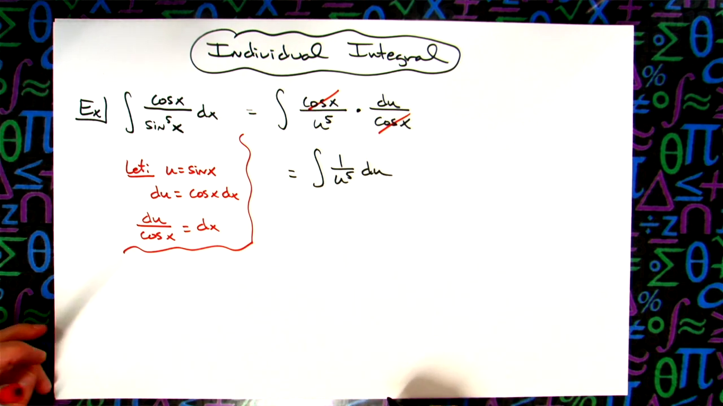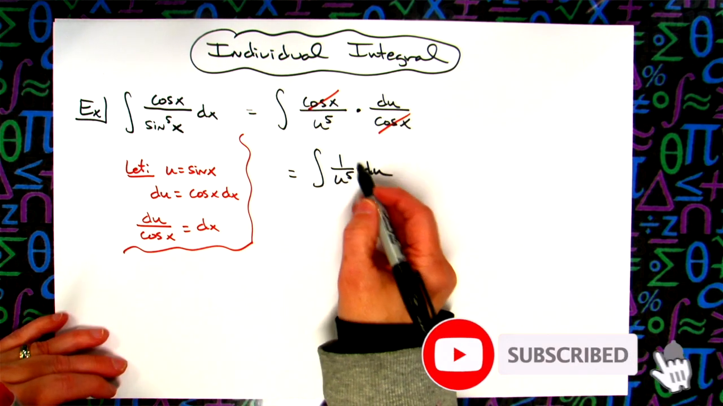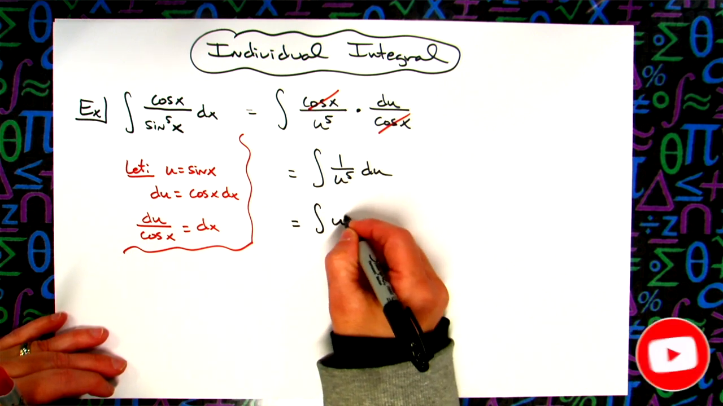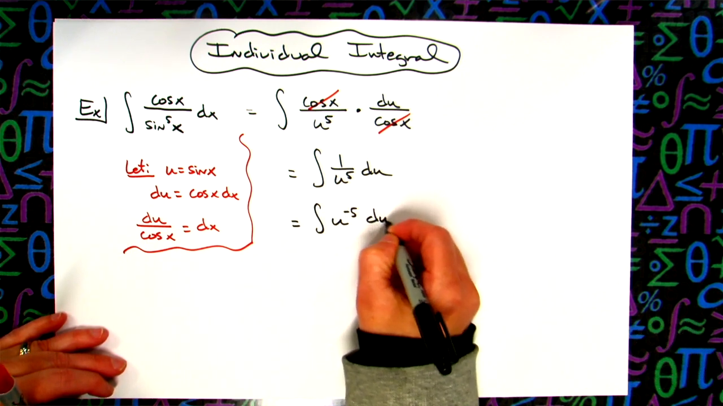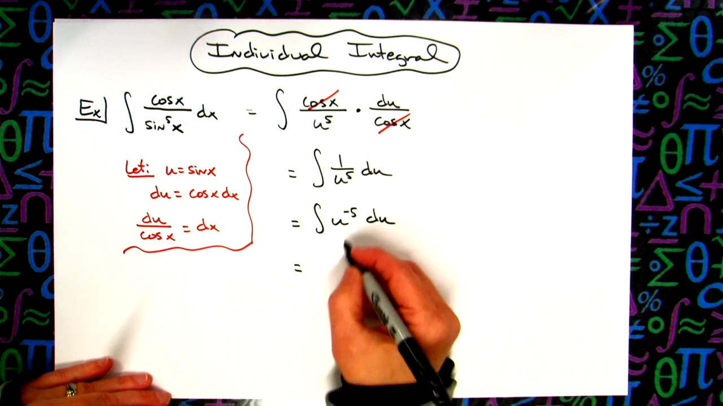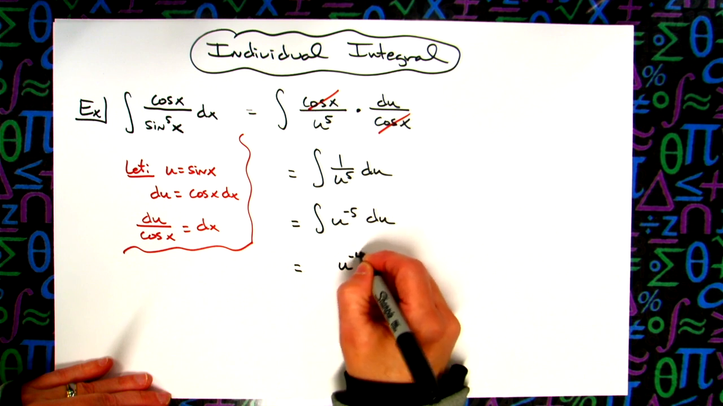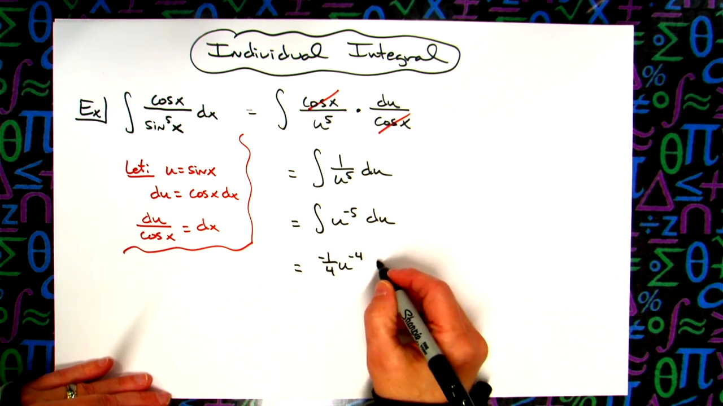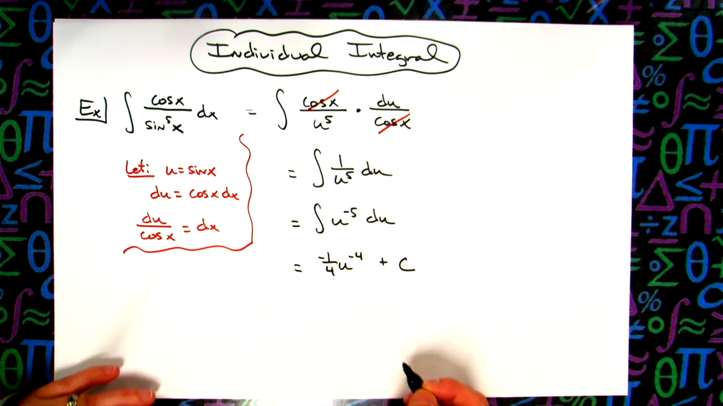We're now all in terms of u, so we can manipulate this with our laws of exponents, move that up. So we'll have the integral of u to the negative 5 du. So it is now to the place where we can integrate this. We'll add 1 to that exponent, so u to the negative 4, and in front we'll have the negative 1/4. We have integrated, so we can go ahead and put that plus c on there.